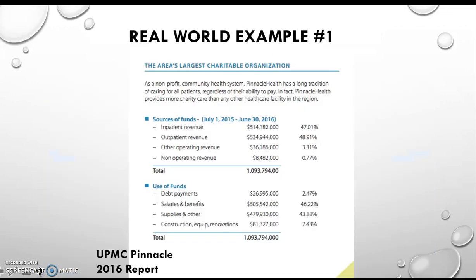So, a real world example, I chose my first example to be UPMC Pinnacle. It's their 2016 report. On the left, they describe the different items like the inpatient revenue, outpatient revenue, and they also have their funds at the bottom. Then in the center, they have the monetary value, and then on the far right, they have the percentages. This is a good example of an everyday vertical analysis of a spreadsheet.